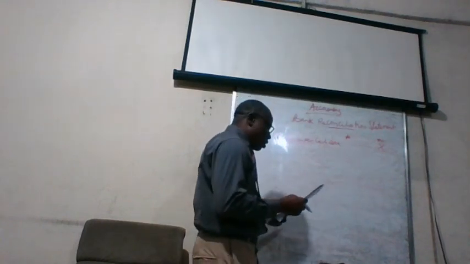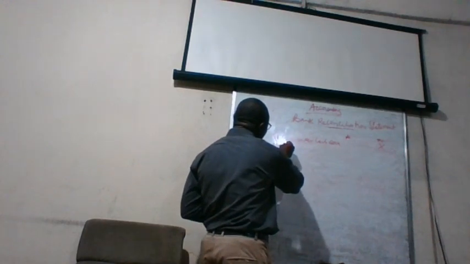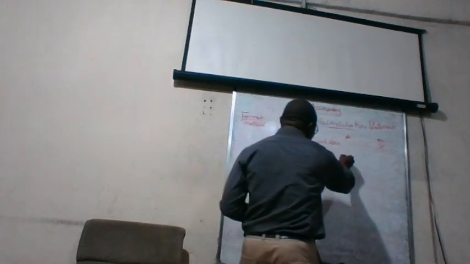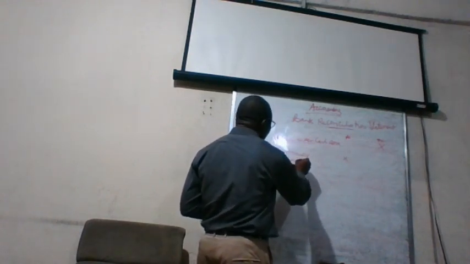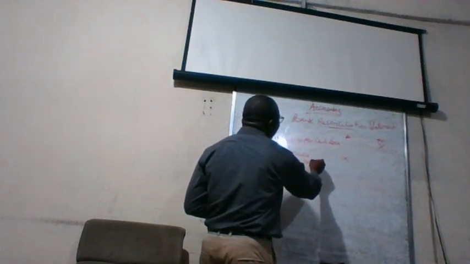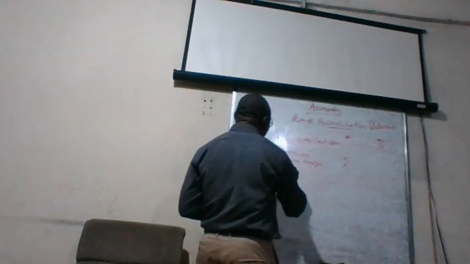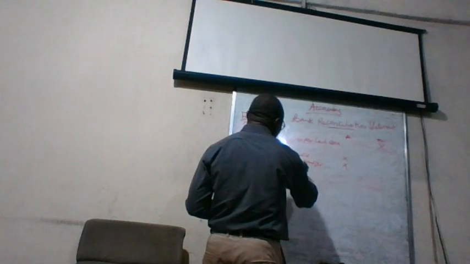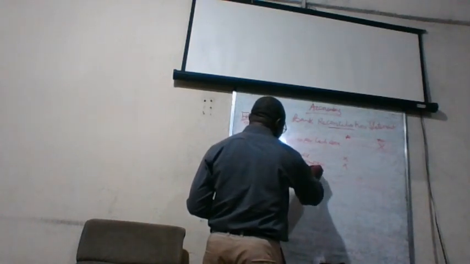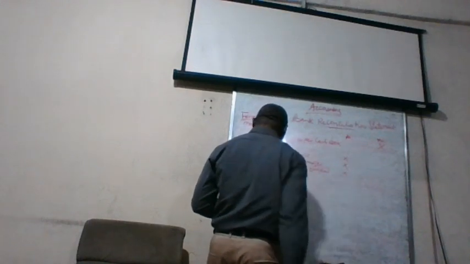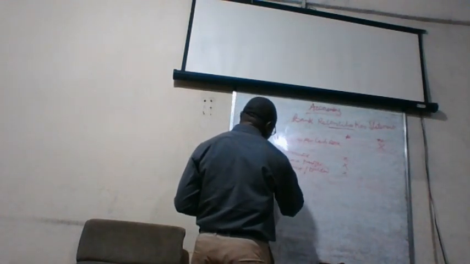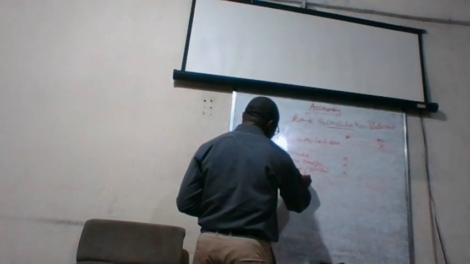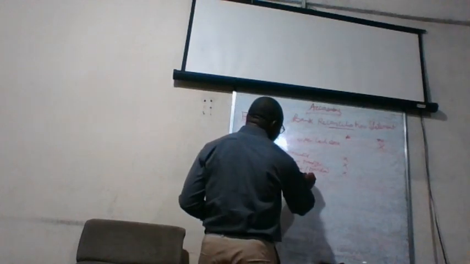Now, what are those things you need to add? You will add the following: unpresented checks, add again credit transfer, add again interest, then add again what you call undercasting. Undercasting.